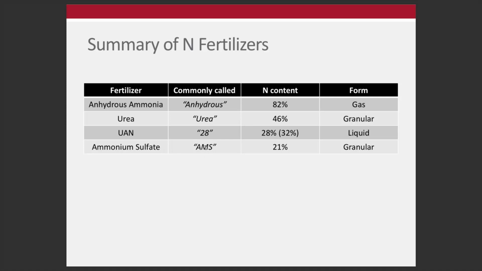People call it AMS. Here's the actual percent nitrogen that it exists, and then here's the form. Anhydrous, it's really handled as a liquid, but when it's applied, it's a gaseous form. And then urea and ammonium sulfate is our granular fertilizers, and UAN is our liquid fertilizer.